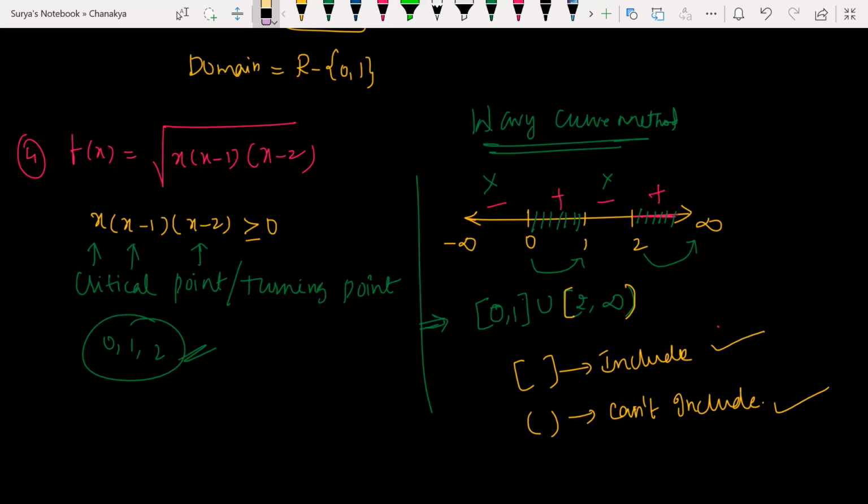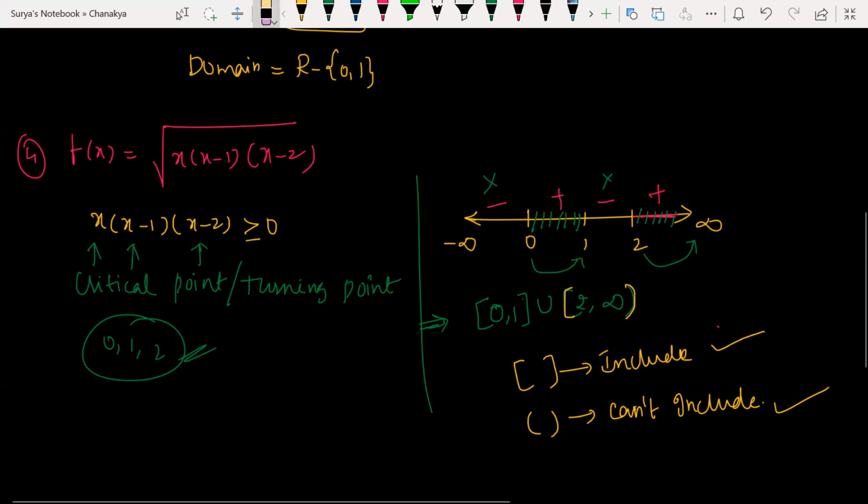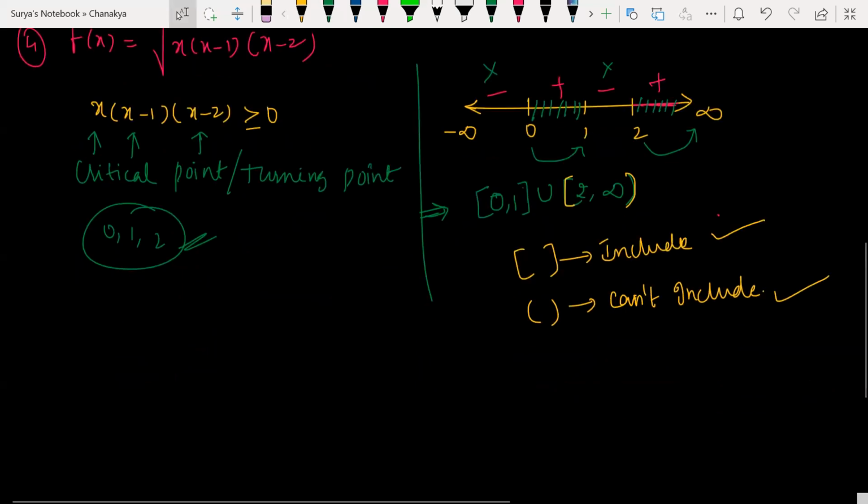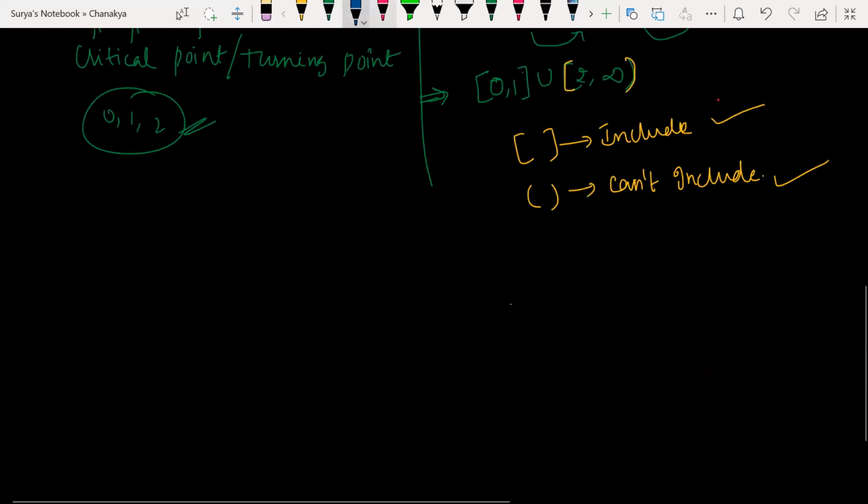Now look at this here. Every time are we going to do this? Every time are we going to substitute a value in the function, check what kind of sign we are getting, and accordingly decide? Every time do we need to do this? Guys, no. Now let us get into the Wavy method. This is the normal procedure, but let me teach you the Wavy method now.